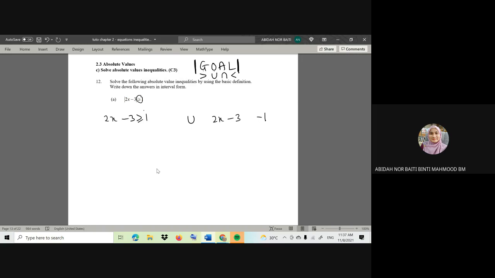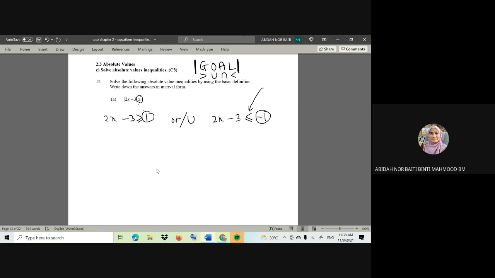Okay, don't forget to change your sign ya, from greater equal become less equal. So bila kita letak negative sign, negative value, tukar sign of inequalities tu. Okay, and then this is all lah union. All tu adalah union. Okay, so satu positif, satu negatif. Basic definition tadi. And then we solve like X.